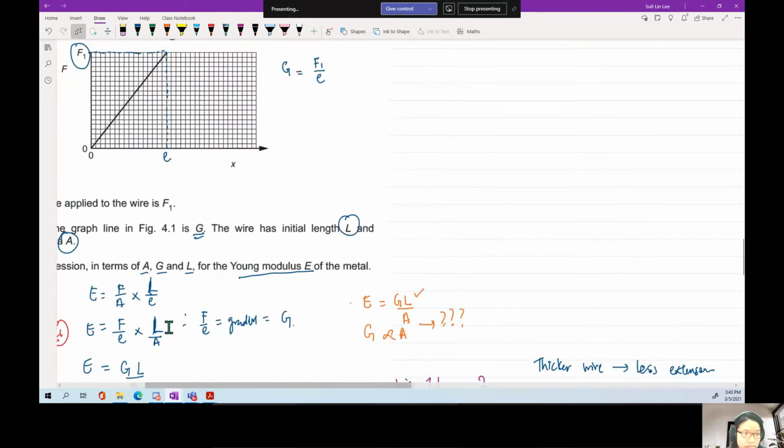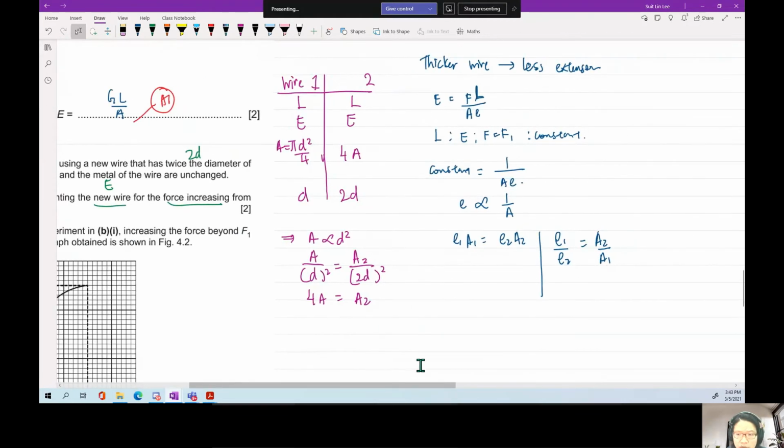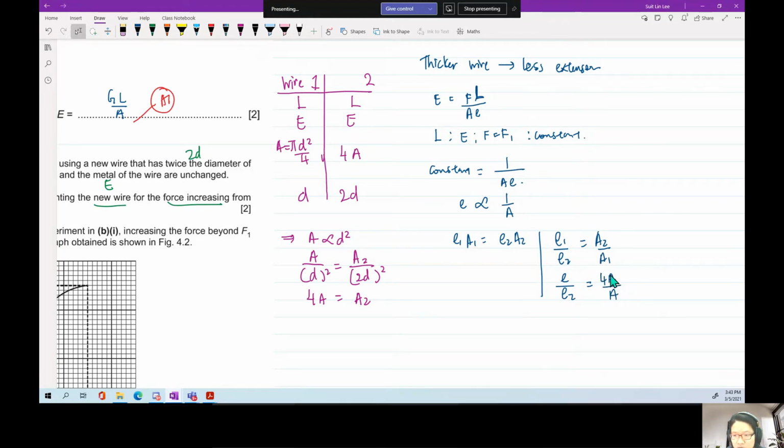So e1 here is this value, this e. Okay, so we're looking for e2 in terms of e. So this will be e over e2. Your second area is 4 times the initial area. So the A and A can cut. That's how you got e2 as 1 over 4 e. That means this e2 for the same force F1, the second extension is 1/4 the first extension.